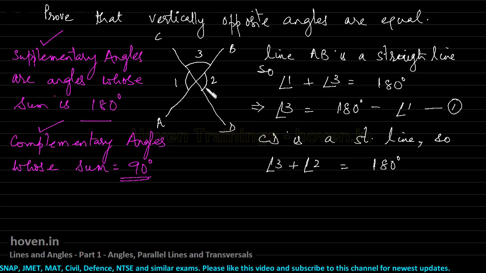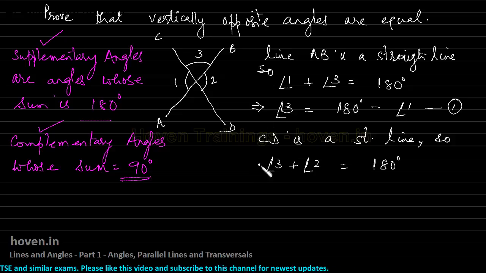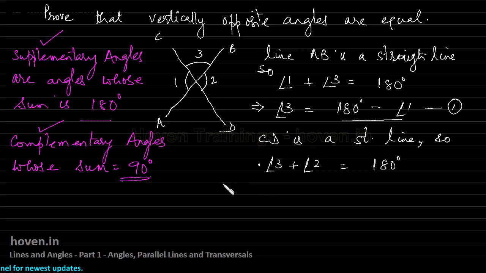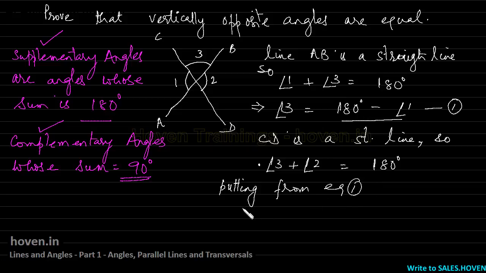So the artifice in mathematics is to remove the unwanted angle from two equations by substitution. Here I have a value of angle 3 as 180 minus angle 1. I will remove this unwanted angle by putting this angle 3 from equation 1 into this one. This process is called elimination.